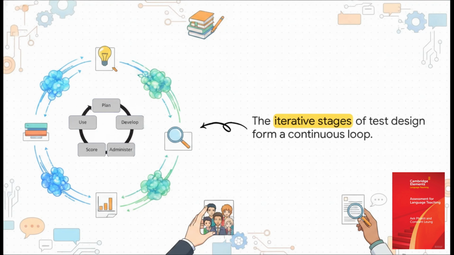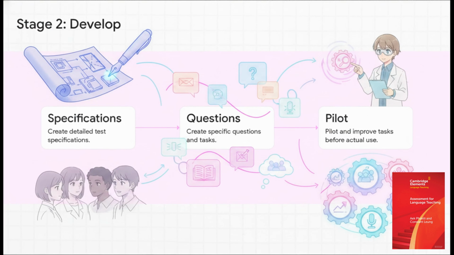Now, Ch6 and Leung present this process as a continuous loop, an iterative cycle with 5 distinct stages: plan, develop, administer, score, and use. The really cool thing here is the connection between use and plan. Every single time you use a test, the data and feedback you get should feed right back into how you plan the next iteration. So a test is never truly finished, it just keeps evolving to better serve its ultimate purpose.